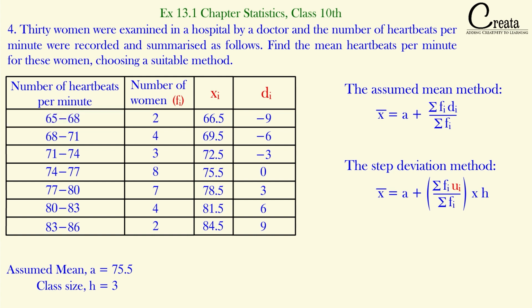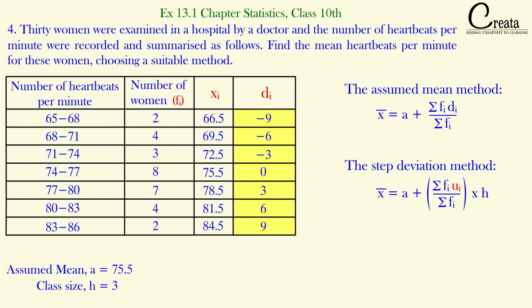We check whether all the values of the deviation we can divide with the class size. That is, is the class size a common factor in the deviation? If it is yes, we move to the next method, that is the step deviation method. So here, if you observe, we can divide all these values of the deviation with 3. 9 by 3 is 3. All these values we can divide with 3. So we will go with the next method, which is the step deviation method.